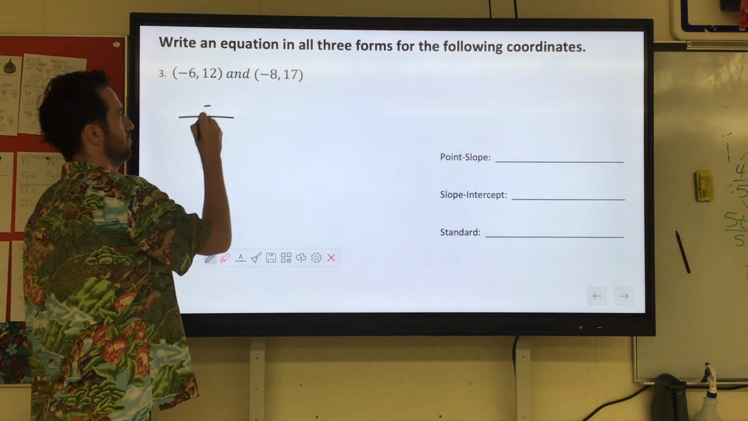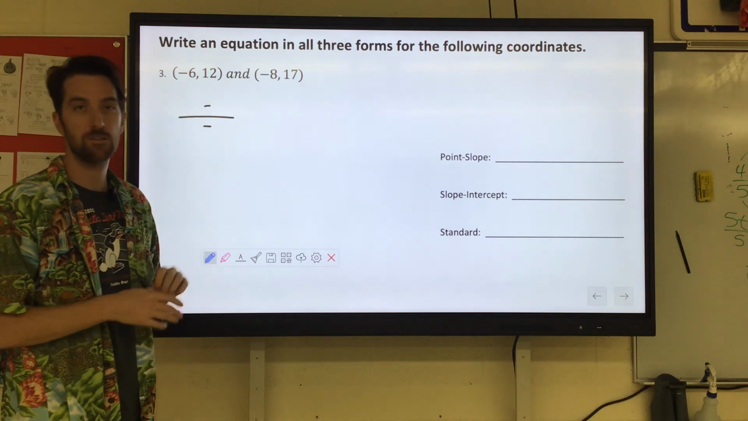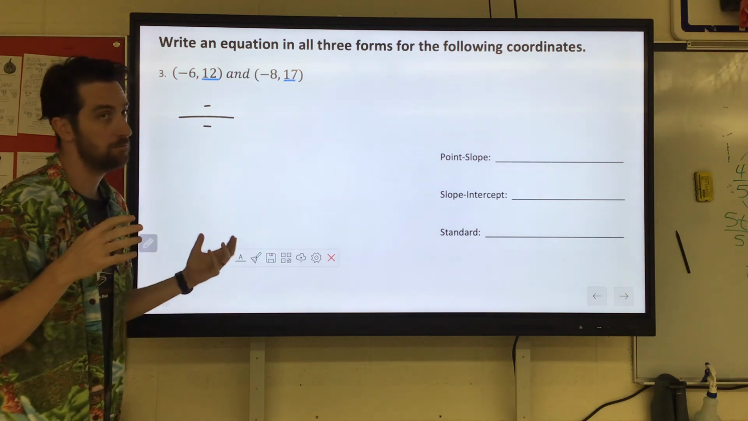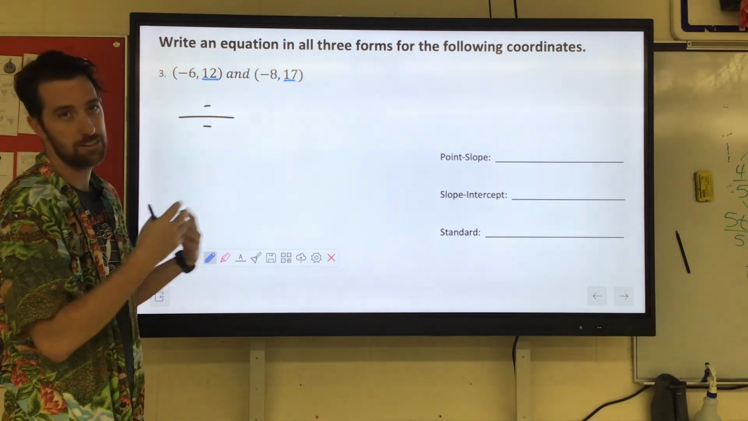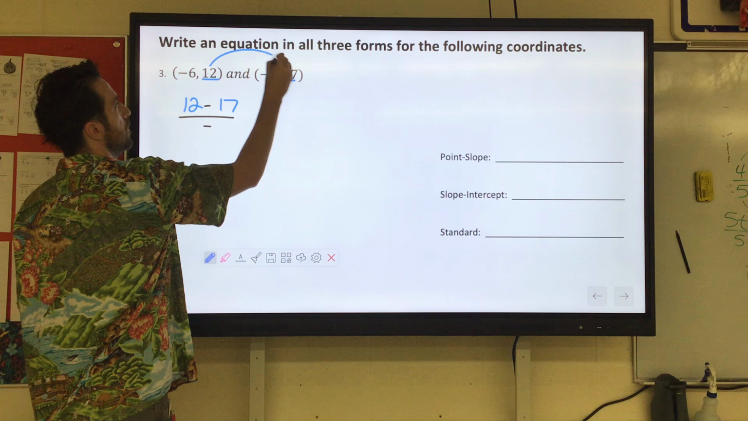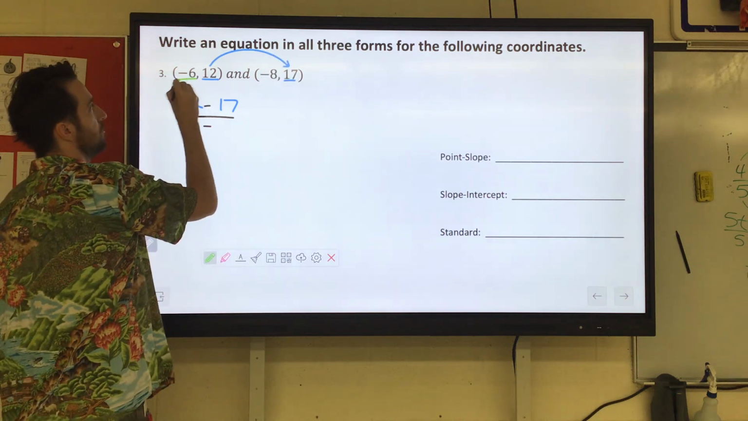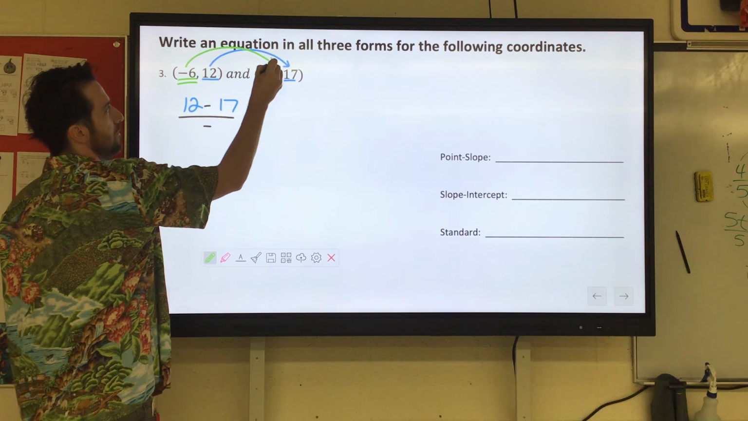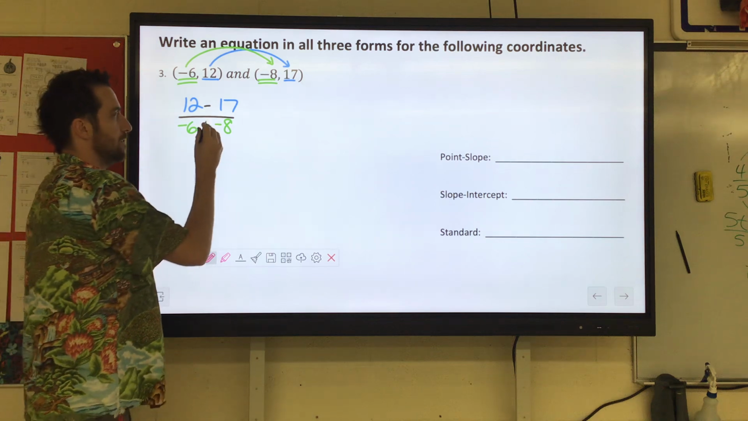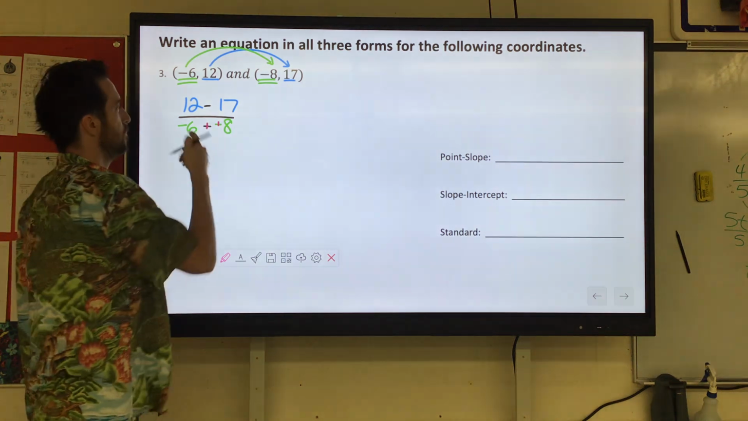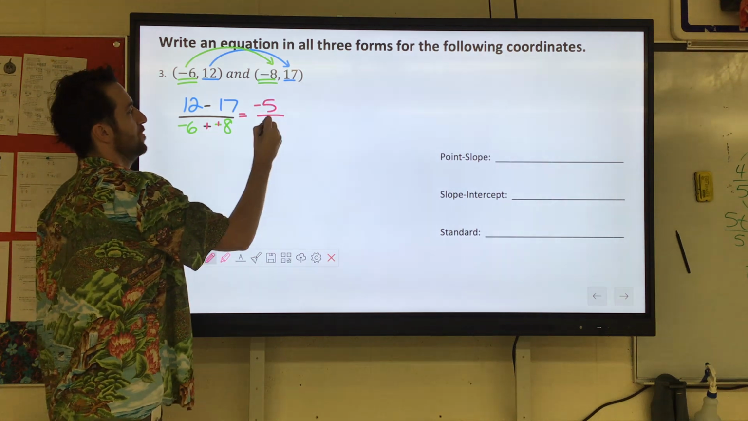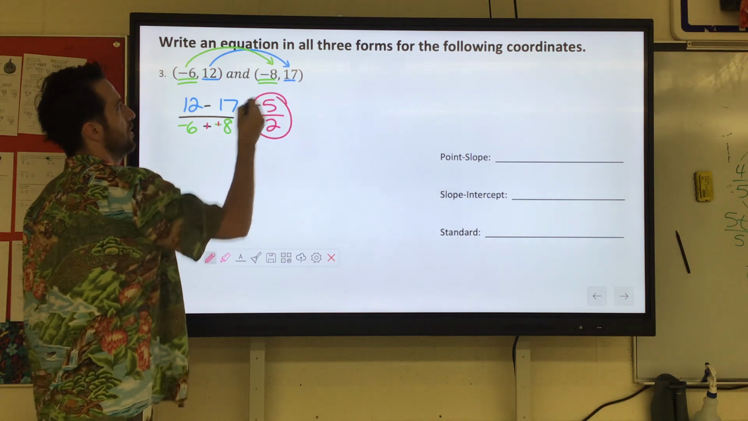So remember, when you're calculating slope, the y's go in the numerator. Our 2 y's would be 12 and 17. Doesn't matter which order you write them in, as long as you are consistent in that order with the x's. So if I did 12 first, then when I do the x's, I'm going to want to start with negative 6 first. So we'll do negative 6 minus negative 8. Now you got to be careful when you have minus negative, that really is the plus positive. So 12 minus 17 is negative 5. Negative 6 plus 8 is positive 2. So here's our slope, negative 5 over 2.